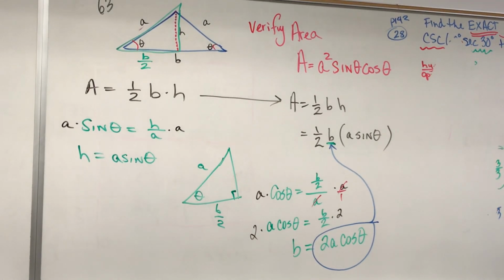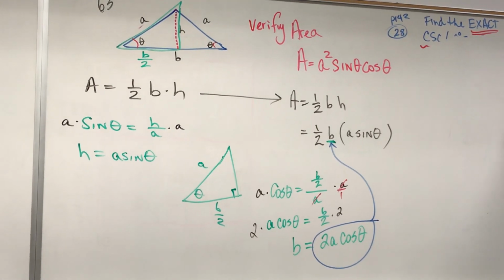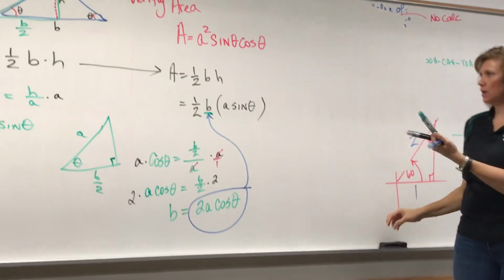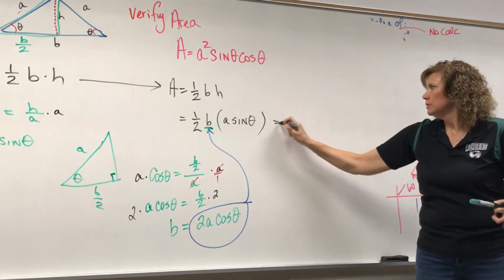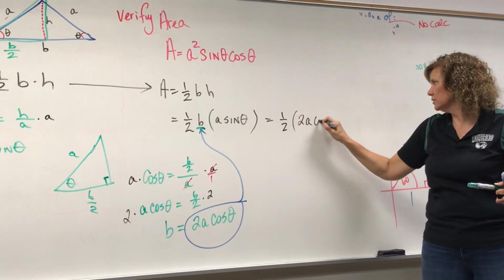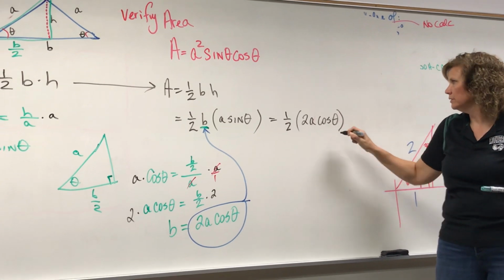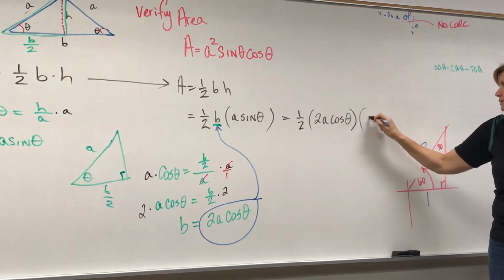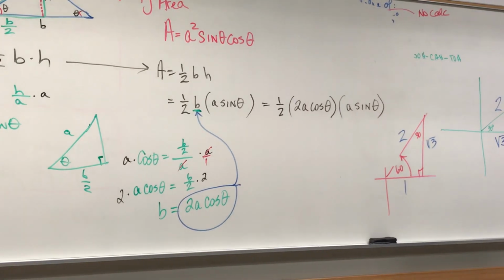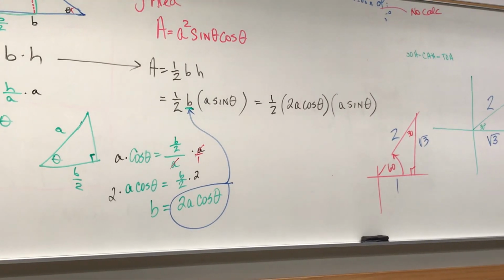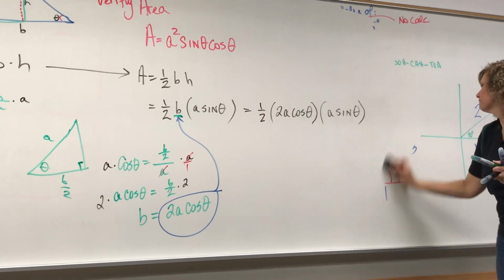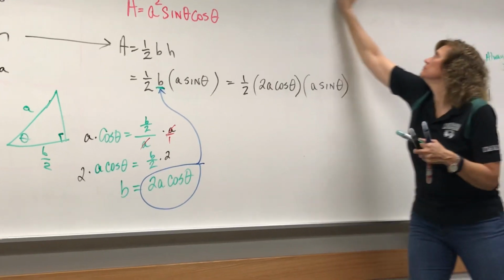How is this? Could you repeat it on your own? You should try. All right, so we got 1/2 times b, and b is 2a cosine theta, and a sine theta. All right. Now what?